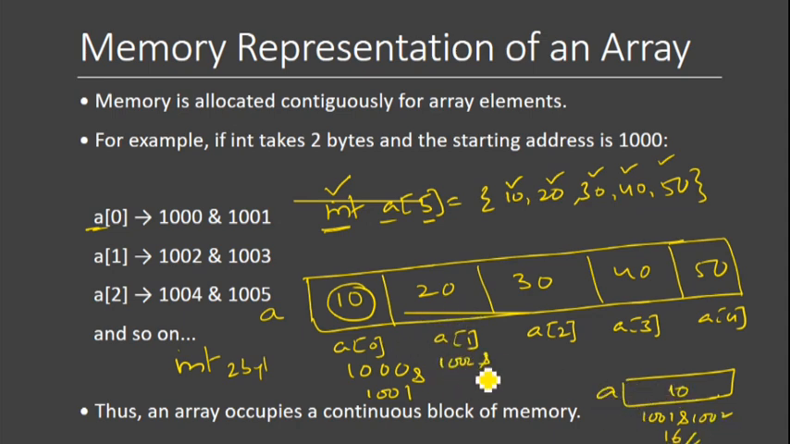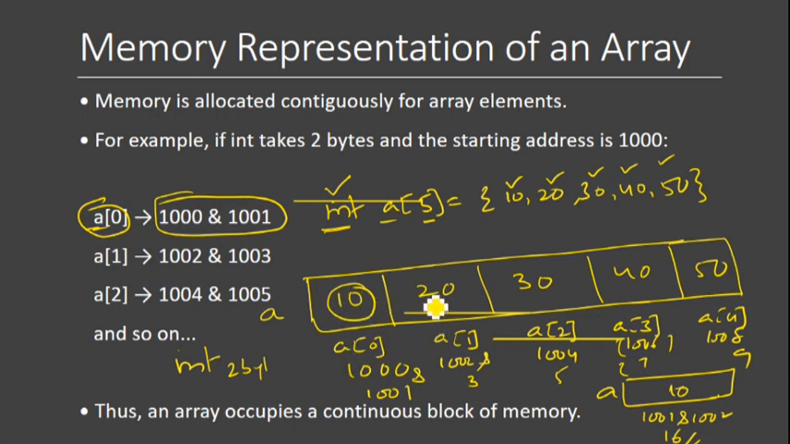Again the next is 1002 and 1003, then 1004 and 1005, 1006 and 1007, and so on. So 20 is stored in a 2-byte location, and 30 is stored in a 2-byte location. Like that, each value takes 2 bytes of data. Thus an array occupies a continuous block of memory: 1000, 1001, 1002, 1003, 1004, 1005 are adjacent locations. Whatever values you are storing, they are in adjacent memory locations.